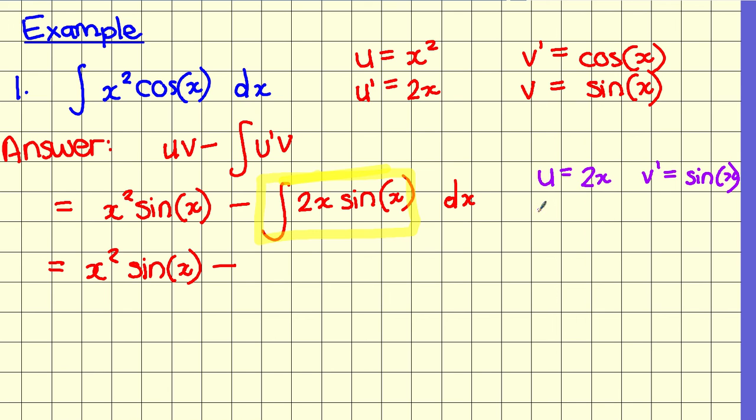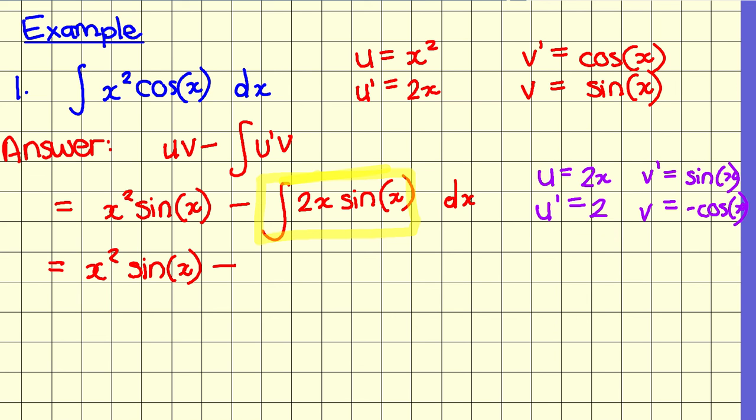Okay, so you know the drill by now. So if you differentiate u, you get u dash, which gives you 2. And if you integrate v dash, it gives you v. The integral of sin x gives you negative cos x. Okay, so I need to do the integration by parts for that part there.